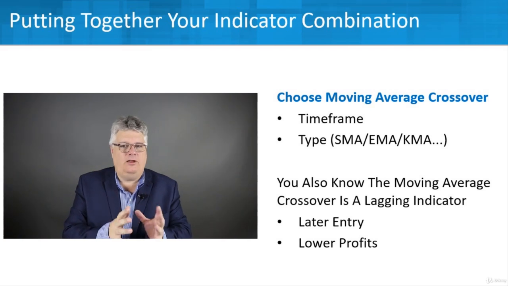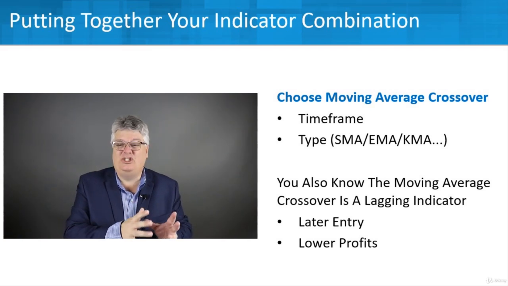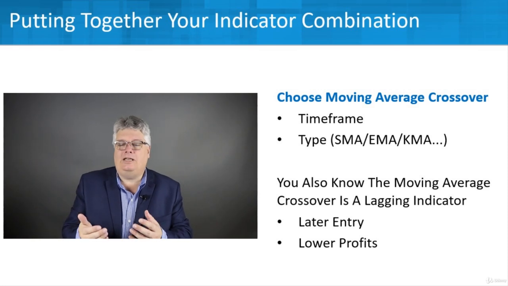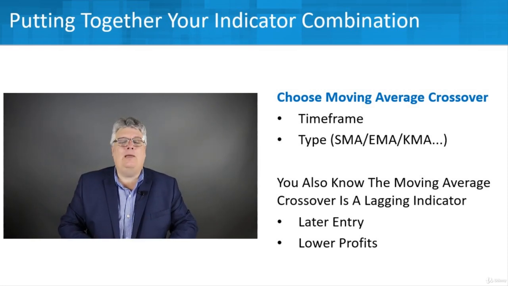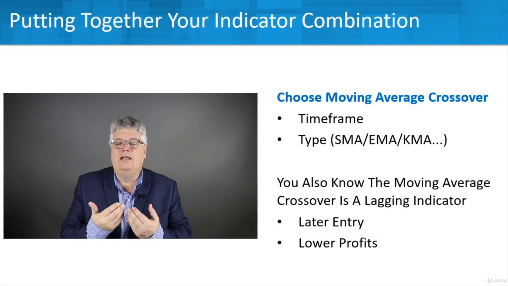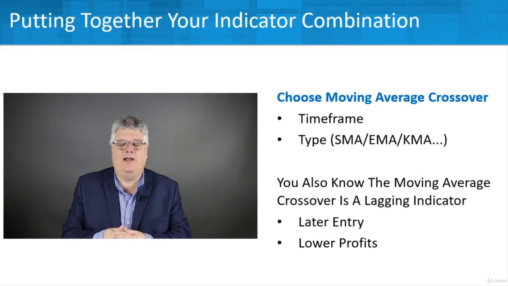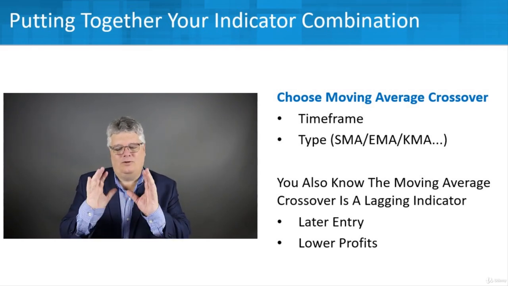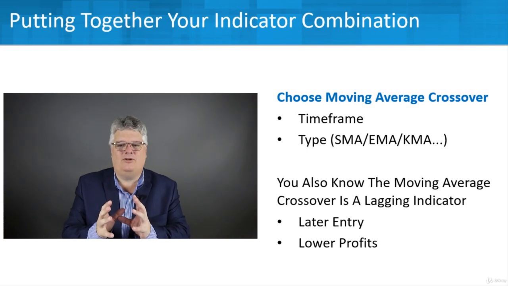So there are choices you're going to need to make within that. You're going to need to choose time frames, because that's how crossover moving averages work. And you're going to need to choose the type of moving average line you want to use, whether it's a simple moving average, an exponential moving average, or something like a Kaufman moving average, those things that we learned about, right?